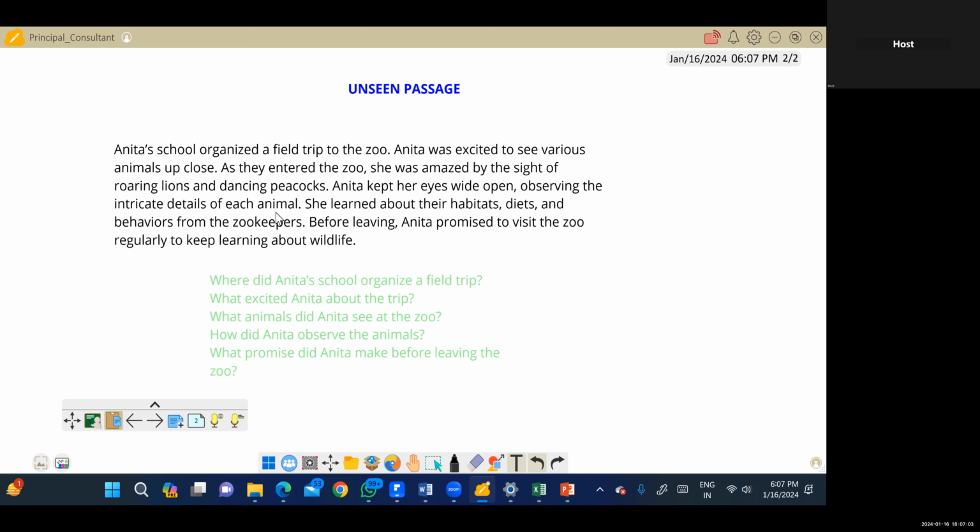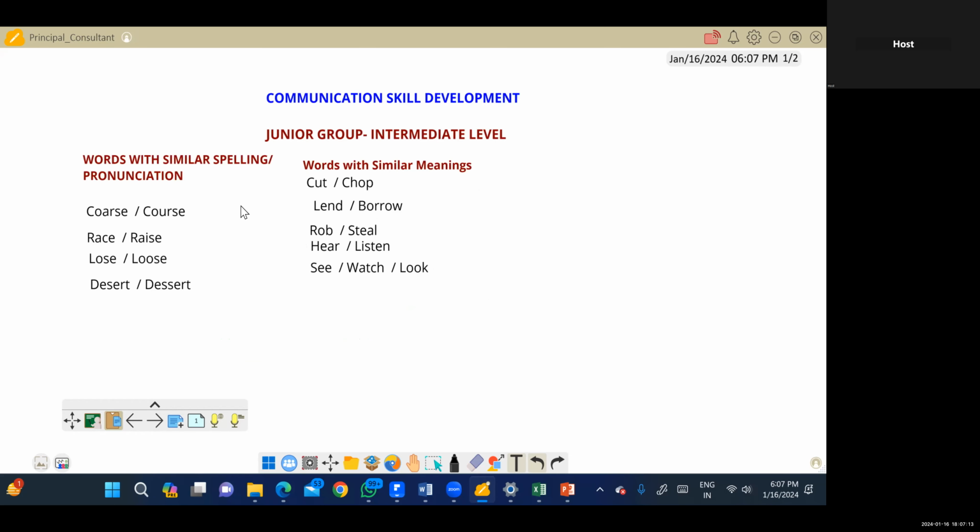Okay, today we'll try to cover two activities. One, we'll be learning these words. These are the words with similar spelling, not same. Remember, there's a difference between similar and same. Same means everything is same, ditto same. Similar means they're not same, but they look same. So these are similar words, similar spelling, similar pronunciation, but the meanings are different.